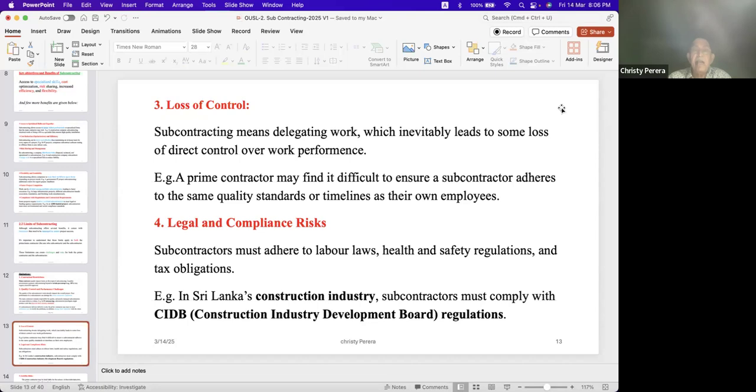For example, in Sri Lanka's construction industry, subcontractors must comply with CIDB, that is, the Construction Industry Development Board regulations. Subcontractors are bound by these CIDB regulations. So subcontractors have to be very careful about legal and other compliance risk.